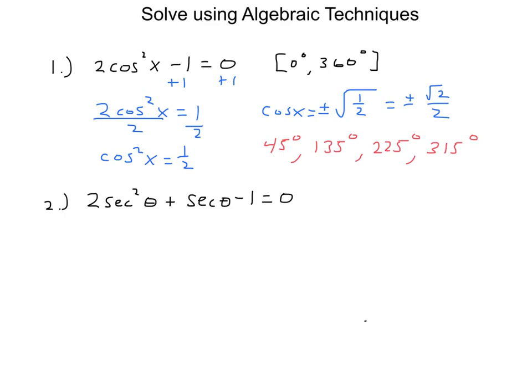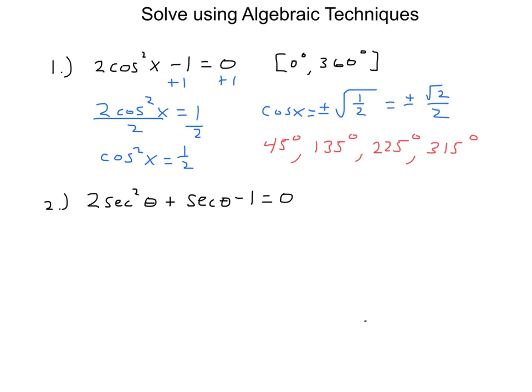Now here's the next one that we have. I have 2 secant squared theta plus secant theta minus 1 equals 0. I need to solve this one. When I look at this, the first thing you should notice is that there are 1, 2, 3 terms. You'll notice that the power here is double the power on this one. The power on this one is 1, and this one is 2. This one right here is a quadratic form.